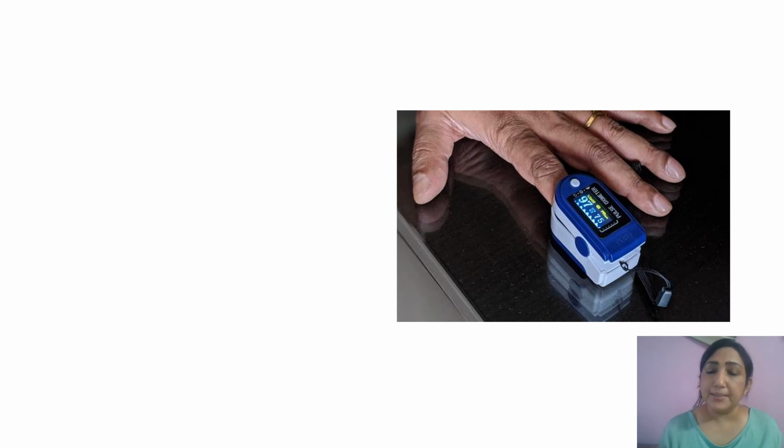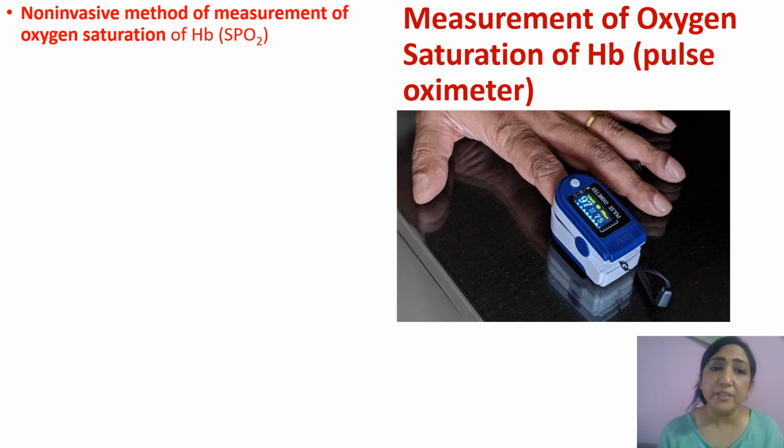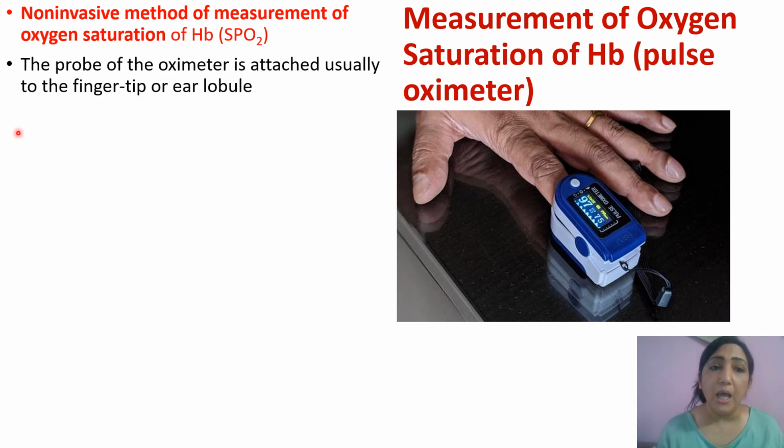Now what is this? This is the picture of a pulse oximeter. Everybody knows about it because it is very important nowadays. It has to be present in this corona period in each and every house. It is used to measure the oxygen saturation of the hemoglobin, and this instrument is called a pulse oximeter. It is a non-invasive method for the measurement of SpO2, the percentage saturation of the hemoglobin, and this probe is inserted into the finger or the ear lobule.